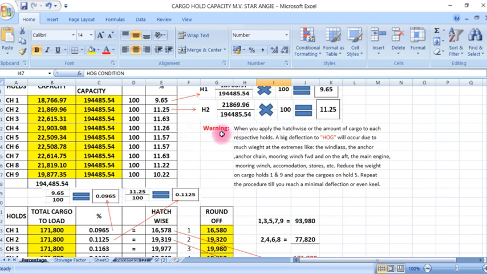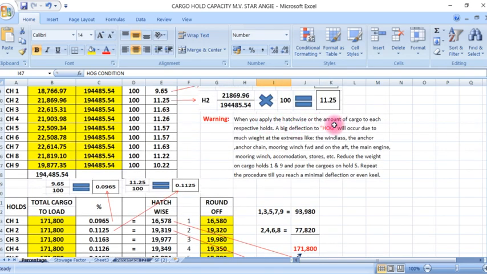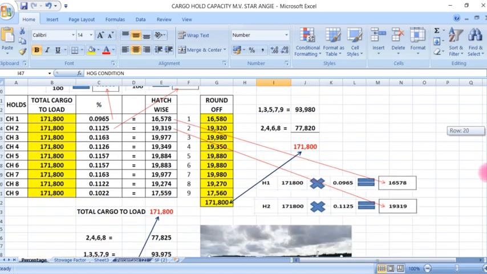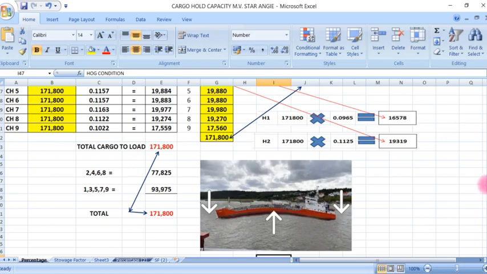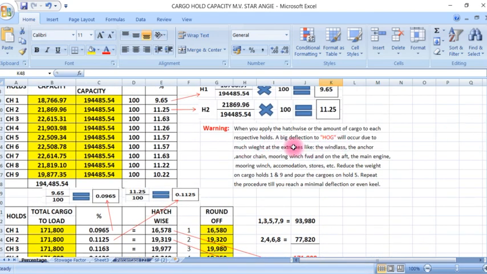So take note or warning. With this figure from holds 1 to 9, when you apply the amount of cargo to each respective hold, a big deflection to hog will occur, meaning you will have a hogging condition, due to much weight on the extremes. What are the extremes? In the forward part, the windlass, the anchor chain, and the mooring winch. And on the aft, the main engine, the mooring winch, accommodation, store, and so on.